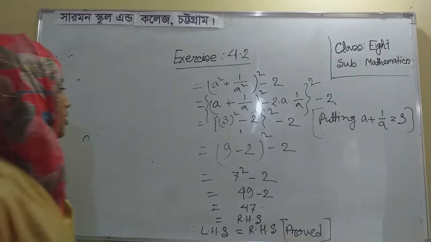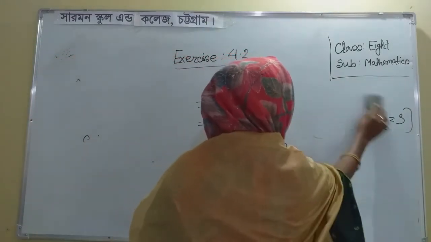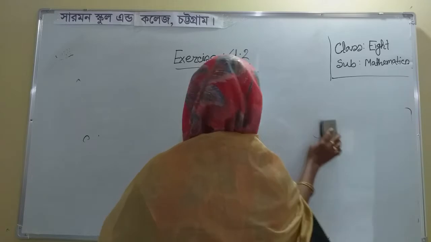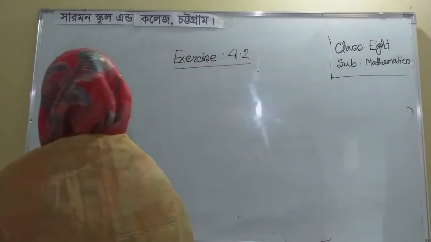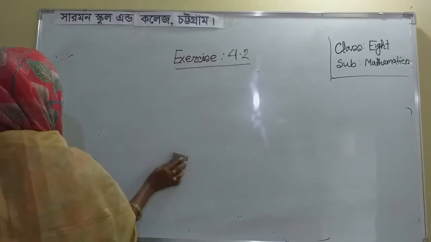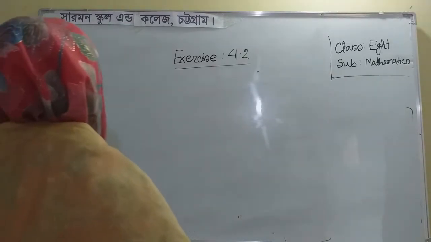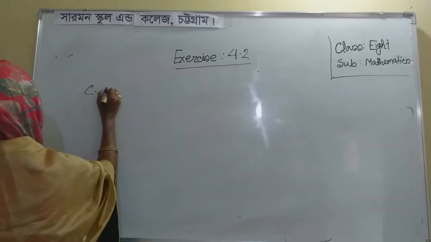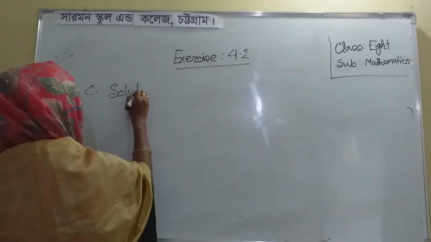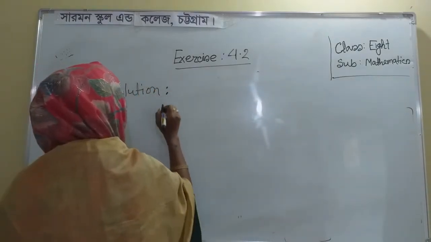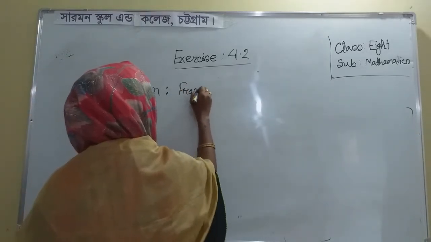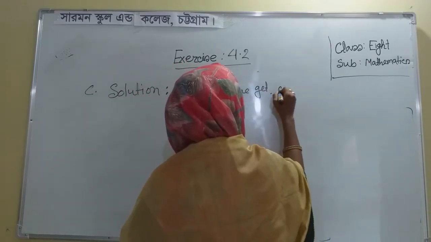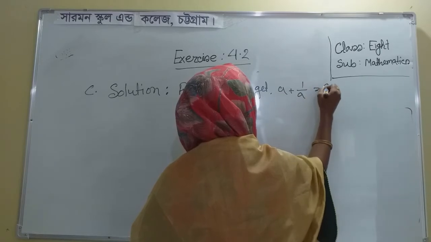Now I am going to solve problem number C. In question number C, we have to determine the value of a to the power 6 minus 1 divided by a cube. From A we get a plus 1 by a equal 3.